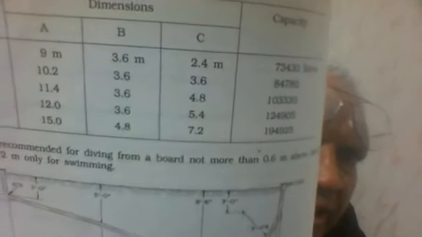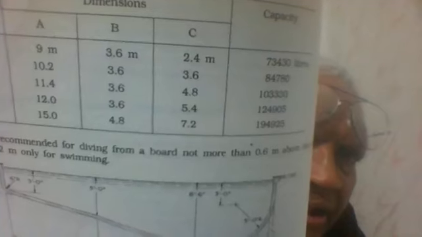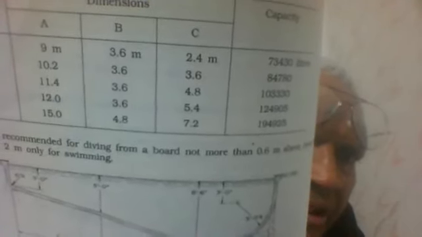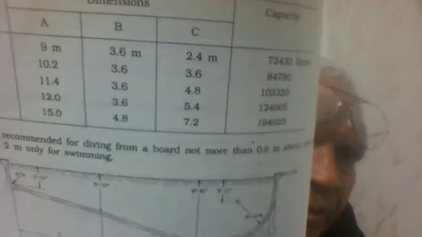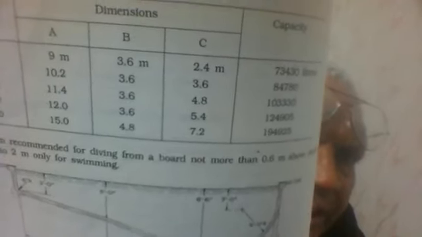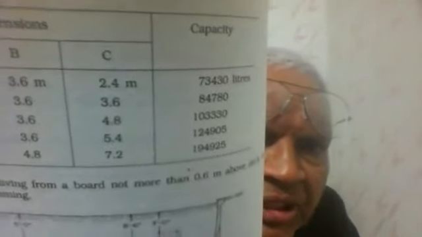A is in one case 9, 3.6, 2.4, and the other one is 10.2, 3.6, 3.6, then 11.4, 3.6, 4.8, then 12, 3.6, 5.4, and 15, 4.8, 7.2, and these are their capacities. This is given in liters. So it's not a big deal. You can just read this. As I said, it's a big deal here.